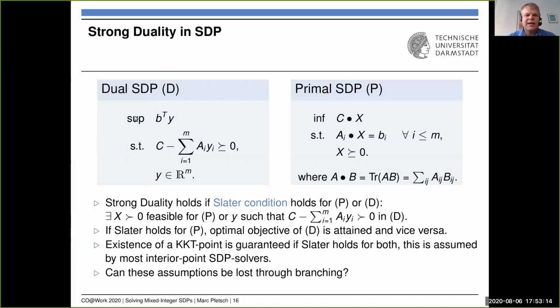So it might be for these problems, different to linear programming, that the optimal value is not attained, but there's only a sequence of points y that converge to the optimal value. This is why I've written here a supremum. And similarly for the primal, I've written the infimum. So the optimal value might not be attained, but there is a sequence of matrices X_i that converges to the value of this problem, to an optimal solution, so to say.